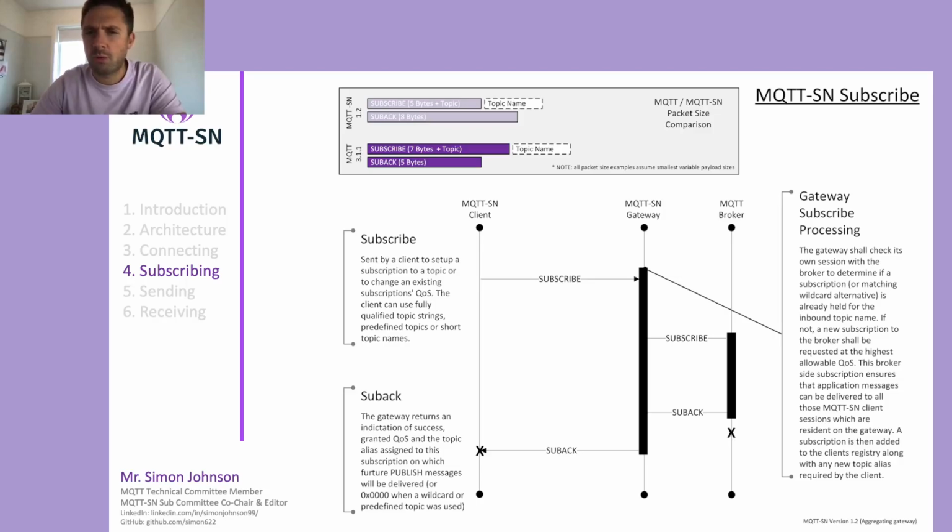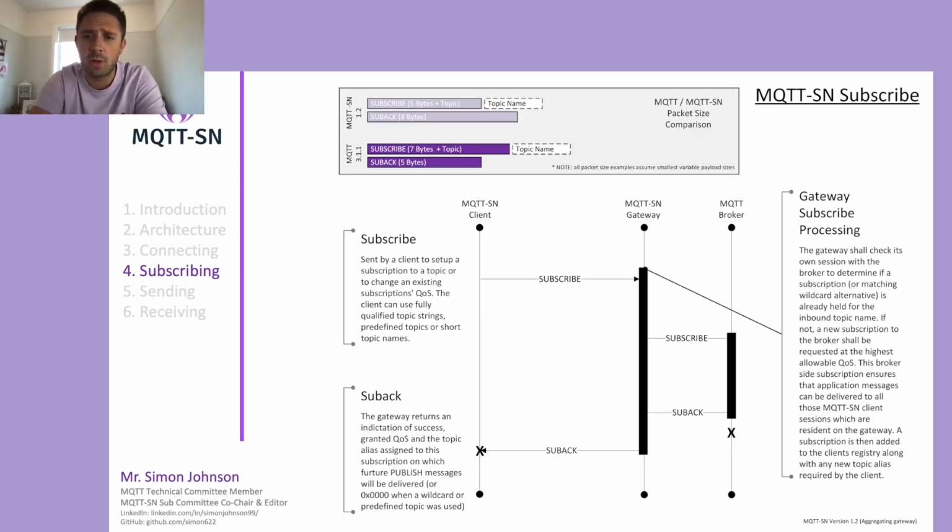So we've issued the subscribe call from the client to the gateway. Now the gateway has decided, because it's an aggregating gateway and it's therefore only got 1 connection to the broker, it's seeing whether in that 1 connection it's already got a subscription to topic foo. If it has already got that subscription, then it's fine. It doesn't need to create another one to its broker side.